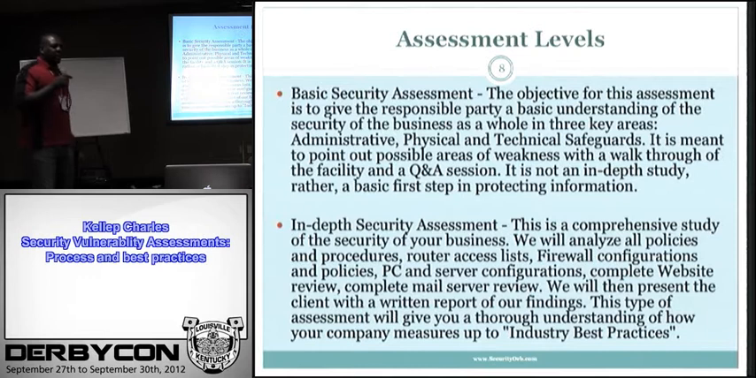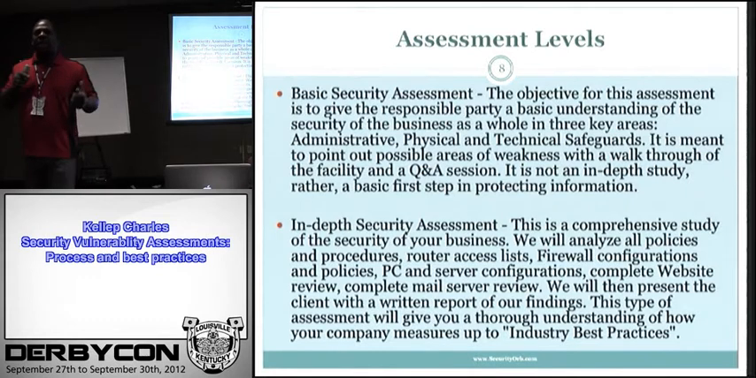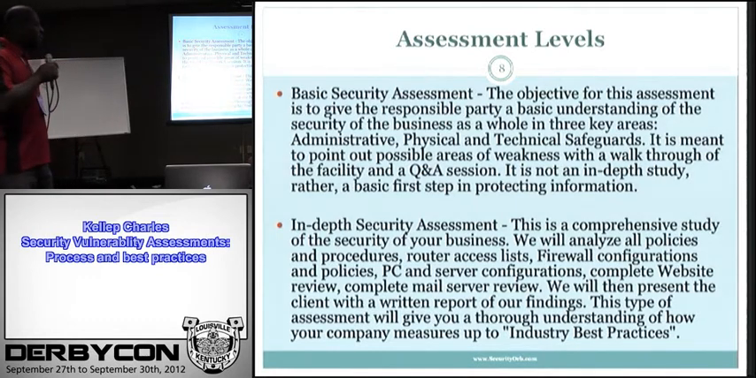So at the end of an in-depth security assessment, not only do we make sure that they're at least following some of the industry's best practices, we make sure that they're following FISMA as well as the agency that they're connecting with, that they're following some of those best practices and rules as well.